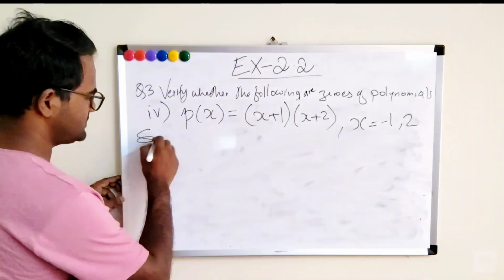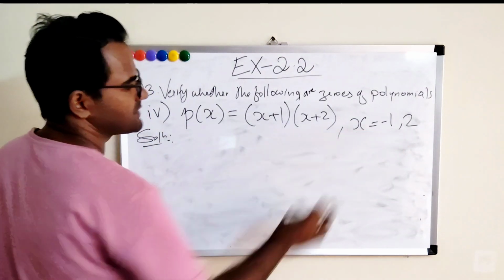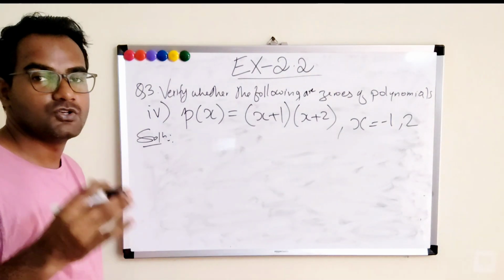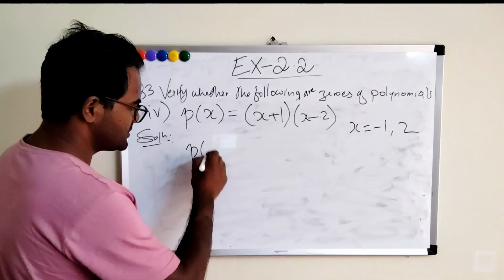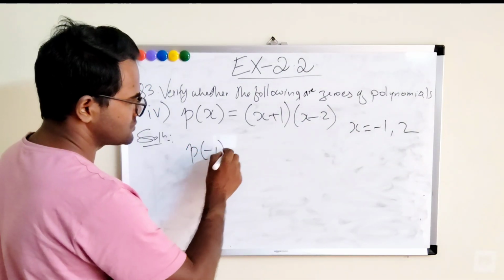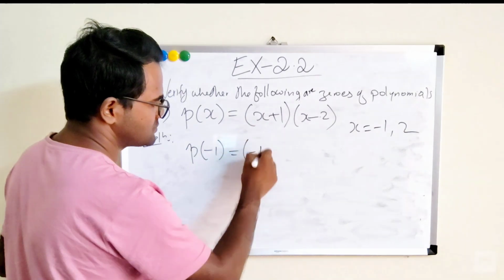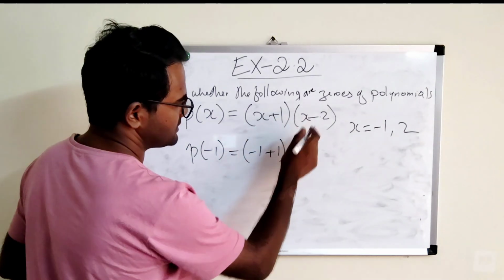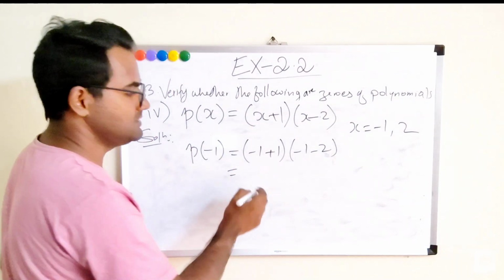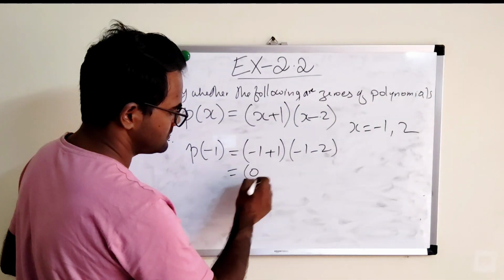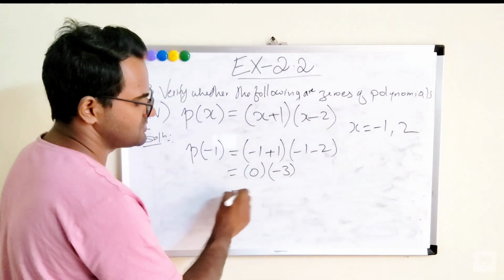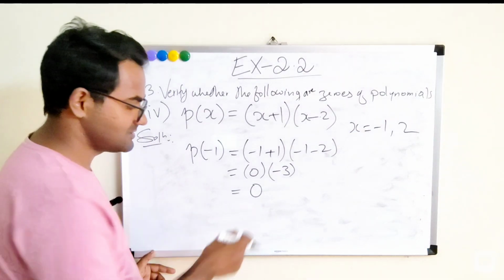So let's see how to solve it. Here also we have to solve two times. Once the value of x is given to be minus 1, and the second time we will solve it for 2. So how do we solve it? First we take x as minus 1. So p of minus 1 equals minus 1 plus 1, then minus 1 minus 2. Here you get 0, then minus 3. So minus 3 into 0 is 0, right? So this is true.